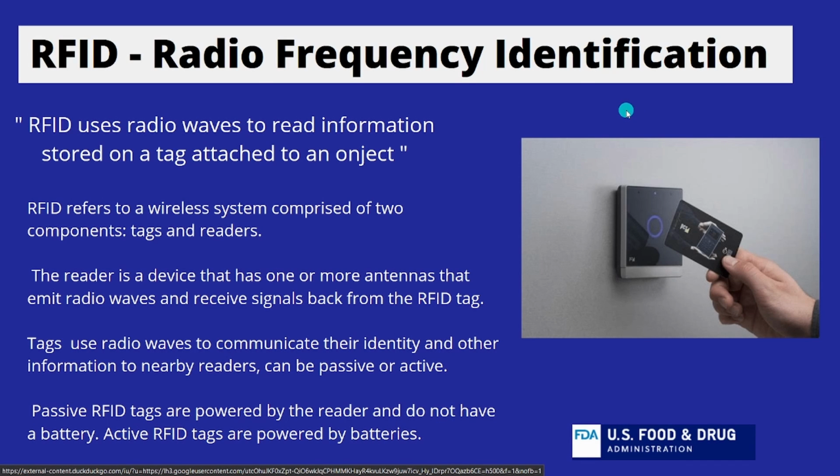Now we'll be discussing the RFID technology, radio frequency identification. It uses radio waves to read information stored on a tag attached to an object. RFID refers to a wireless system comprised of two components, tags and readers. The reader is a device that has one or more antennas. They emit radio waves and receive signal back from this RFID tag. And the tags use radio waves to communicate their identity and other information to nearby readers.